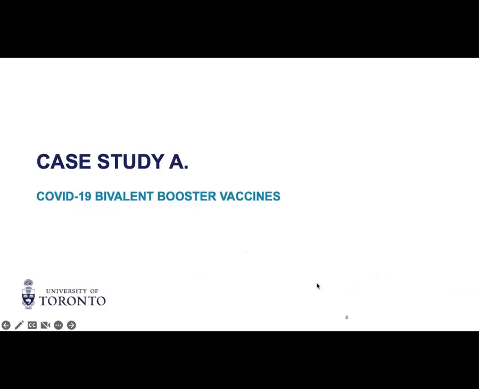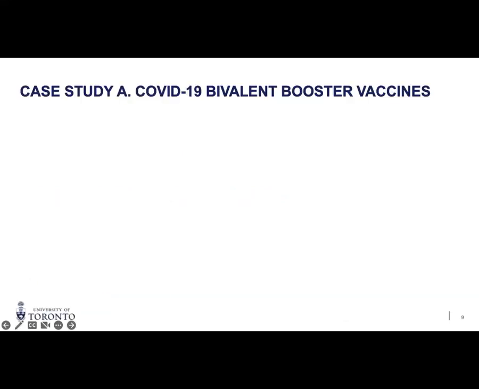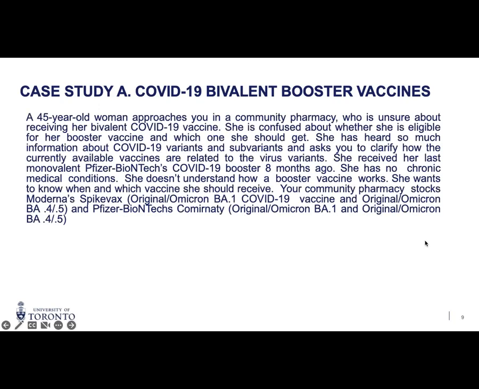So this brings us to our first case study, which focuses on COVID-19 bivalent booster vaccines. So the case study, I'll just read it first. A 45-year-old woman approaches you in a community pharmacy who is unsure about receiving her bivalent COVID-19 vaccine. She's confused about whether she's eligible for her booster vaccine and which one she should get. She has heard so much information about COVID-19 variants and subvariants and asks you to clarify how the currently available vaccines are related to the virus variants.